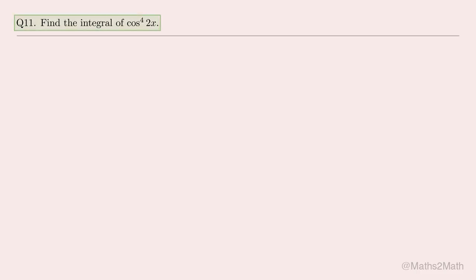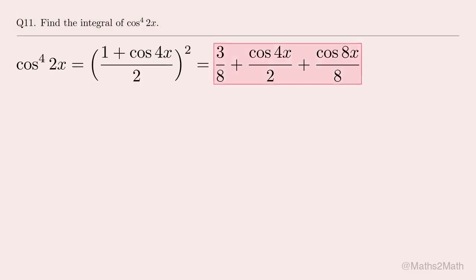Question 11. The 4th power of cosine 2x. The same double reduction with plus signs. Expand through cosine 4x and cosine 8x. Integrate.